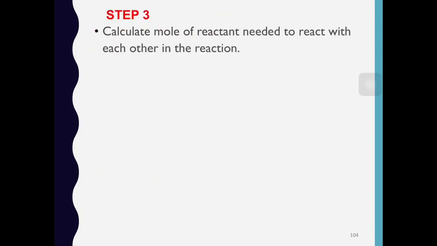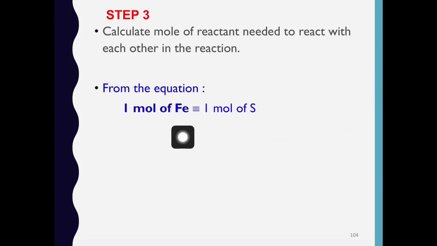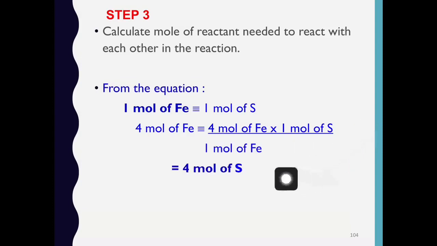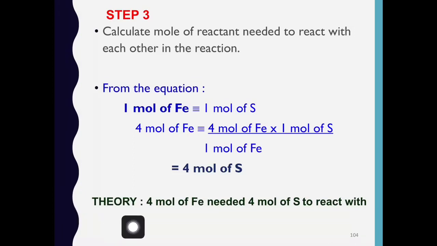The next step is to calculate mole of reactant needed to react with each other in the reaction. So from the equation, 1 mole of ferrum should react with 1 mole of sulfur. So in the question, we are given 4 mole of ferrum. So to find the number of mole of sulfur needed, 4 mole of ferrum times 1 mole of sulfur divided by 1 mole of ferrum. Actually, this is the comparison. 1 mole requires 1 mole, so 4 mole of ferrum should require 4 mole of sulfur. So theoretically, in an experiment, 4 mole of ferrum should react with 4 mole of sulfur only.